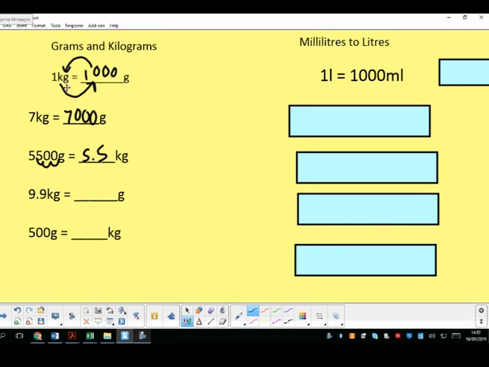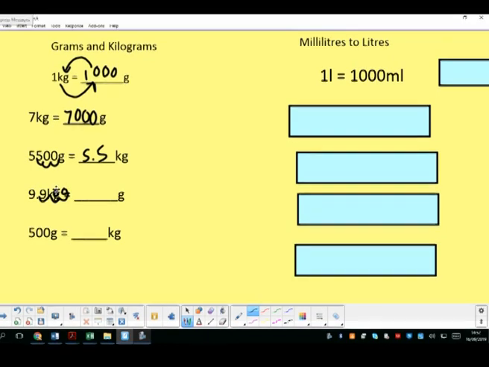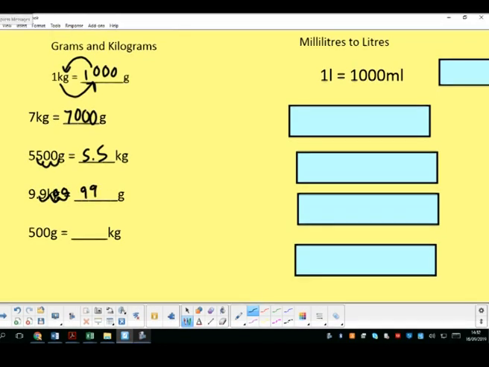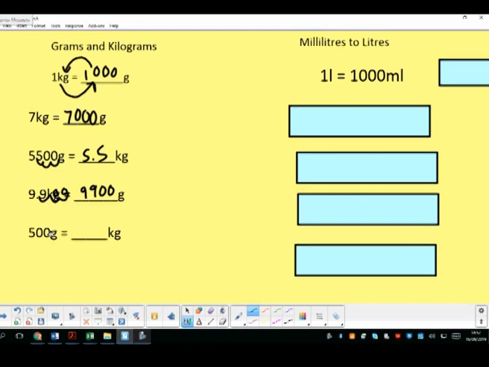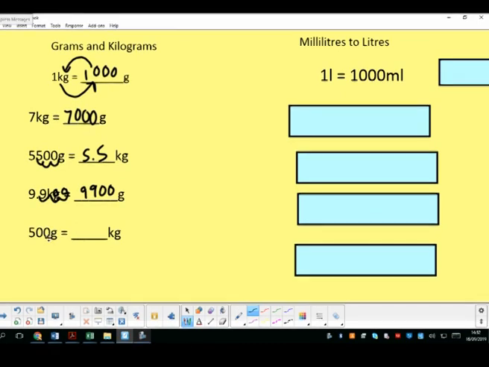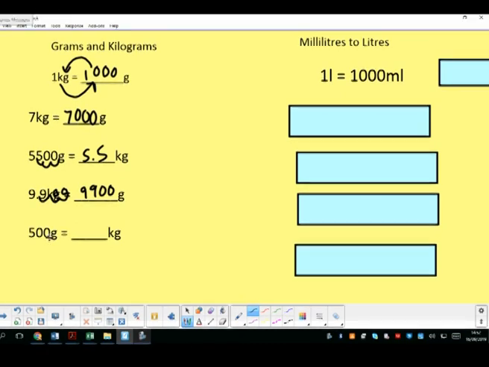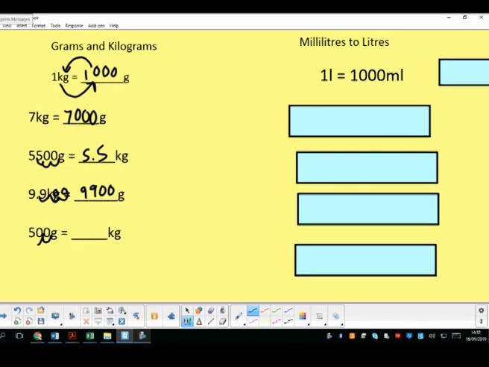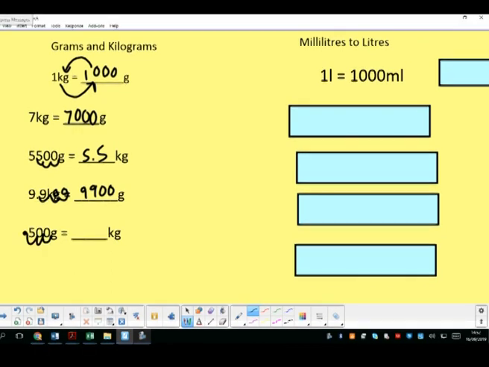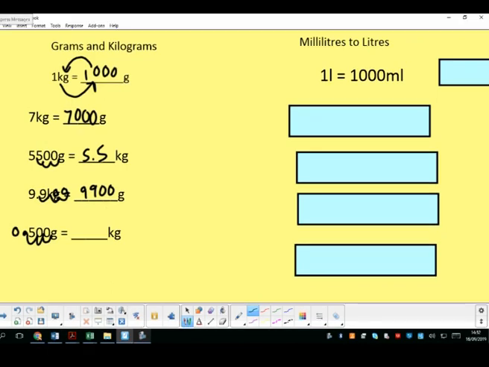9.9 kilograms multiplied by 1,000, so 1, 2, 3. Fill in the zeros. So we've got 9,900. And from grams to kilograms, we have to divide by 1,000. 1, 2, 3. Point goes here. Put a 0 in front. So you put 0.500, but all you need to put is 0.5.